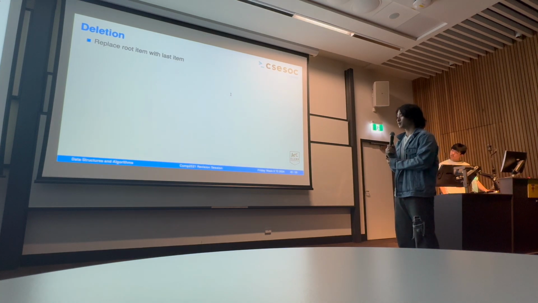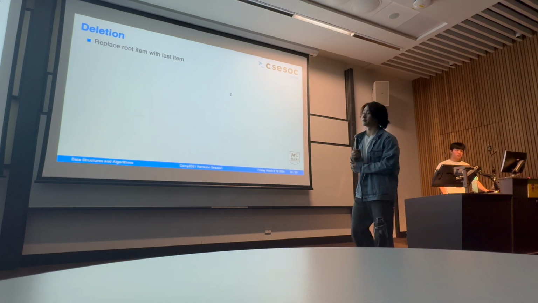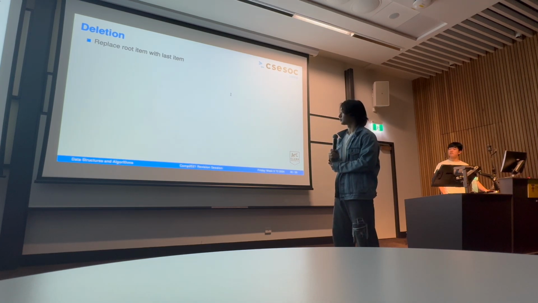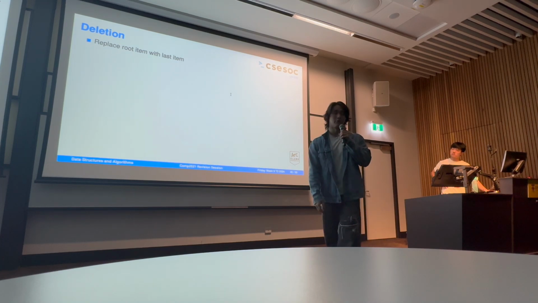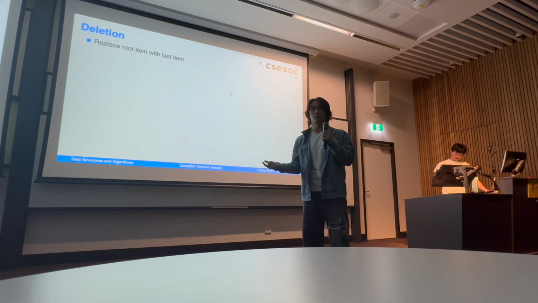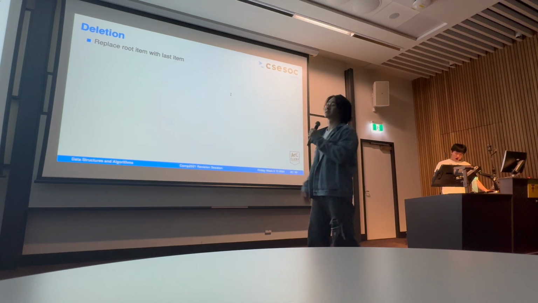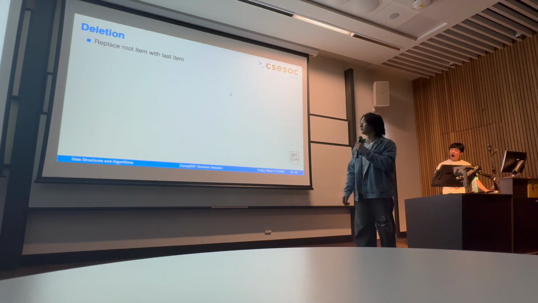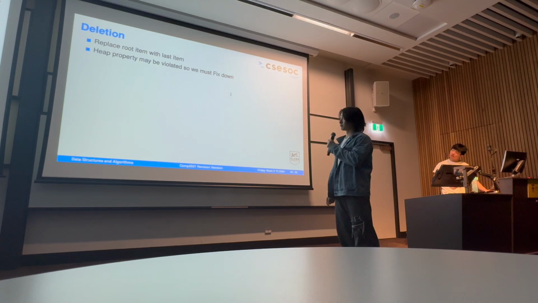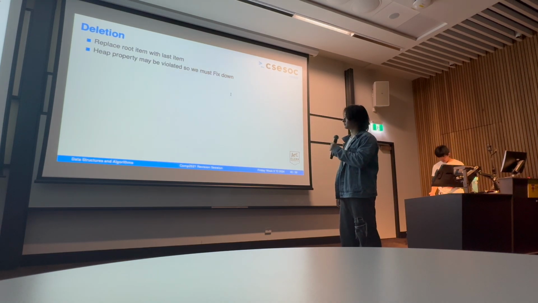And then for deletion, this is also a bit more complicated than just deleting from a binary tree, for example. The problem is, imagine we deleted the root. Now we just have nothing to connect everything to. We've lost the rest of our tree, essentially. It's like somewhere in memory, we don't know where it is. Not good. So what we're going to do is replace the root item with the last item.